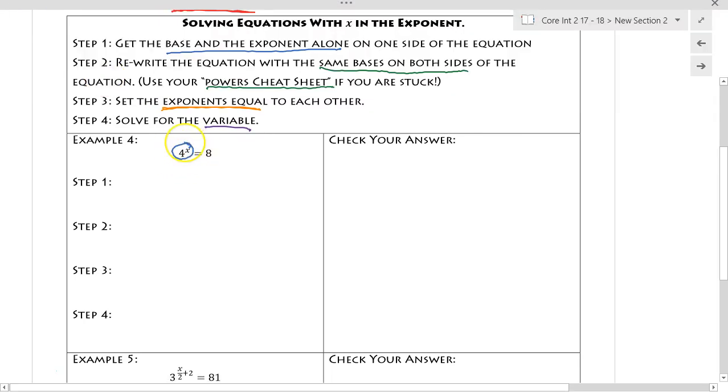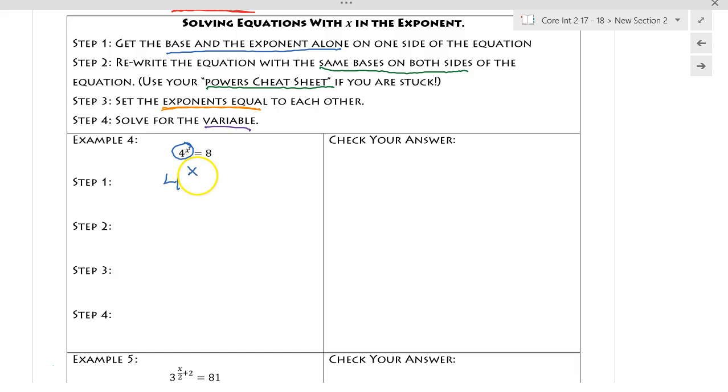Here's my base with my exponent. Look, it is alone. There's nothing else on that side of the equation. So that step is done for us. Step 2, use your powers cheat sheet to get the same base on both sides.